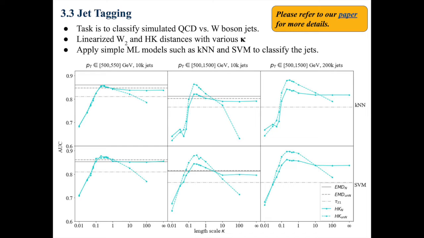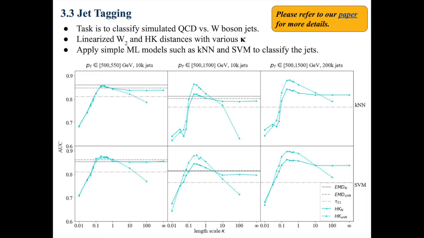The distances we examined include a linearized W2 distance, which is represented as kappa goes to infinity here, and the HK distances, where we tune the hyperparameter kappa to study its effect on tagging performance. The performance is summarized in a single number called AUC. Basically, when AUC is equal to 1, it means you have a perfect classifier. When AUC is around 0.5, it means you just have a random classifier, which is bad.